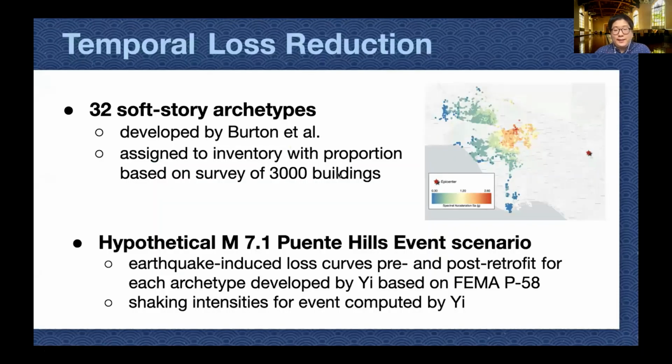To finally study the effect of these various discrepancies on the overall seismic risk reduction, the losses were found for each building based on a hypothetical magnitude 7.1 Fuente Hills event scenario. I used 32 archetypes developed by Professor Burton that accounted for differences such as building layout and number of stories, and they were randomly assigned to the 13,000 building inventory. I should also stress that Dr. E was the person who was chiefly responsible for running the simulations and also provided the loss data for all the buildings for both before and after the retrofit, and this was mainly based on FEMA P15 methodologies.